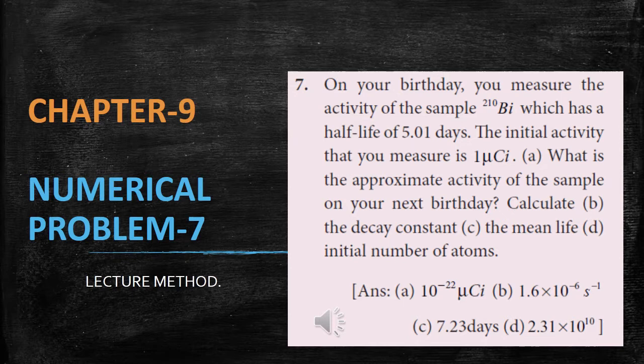First one is the approximate activity of the sample on your next birthday. Second one is the decay constant. Third one is the mean life. Fourth one is the initial number of atoms. The term birthday indirectly tells that the time taken is equal to 1 year. 1 year is equivalent to 365 days. By using the given data, you have to find out the following things.